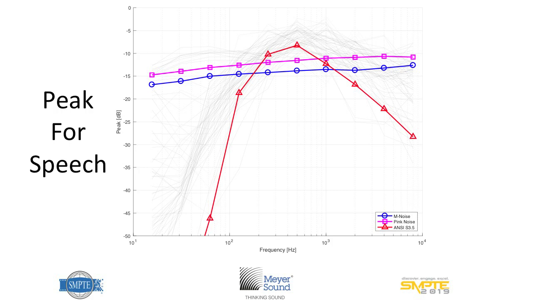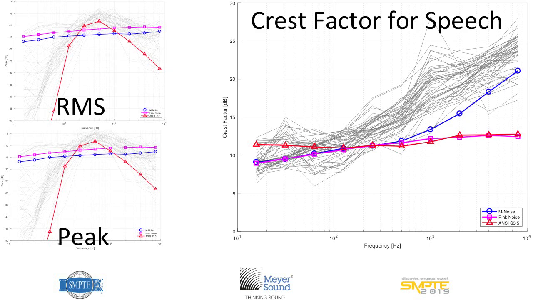So the ANSI speech noise, again, is filtered pink noise. It's always going to have a 12 dB crest factor as a function of frequency. That doesn't match what happens with real signals. So again, I'll plot the crest factor. So this is the crest factor as a function of frequency for all of those speech signals. And again, it rises dramatically with frequency. Again, this red curve is the ANSI S3.5 crest factor, not simulated program material, but it has the same crest factor as pink noise because it's just filtered pink noise.